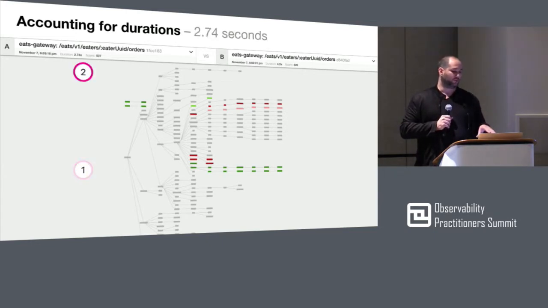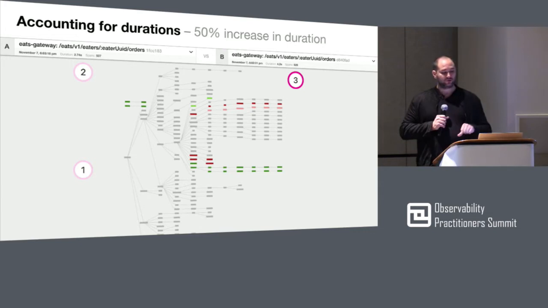If we look at trace A, it takes about 2.74 seconds to finish. If we look at trace B, it takes 4.2 seconds to finish. So there's a 50% increase in duration, even though these have very similar structures. So then we're wondering, okay, where is this time going?